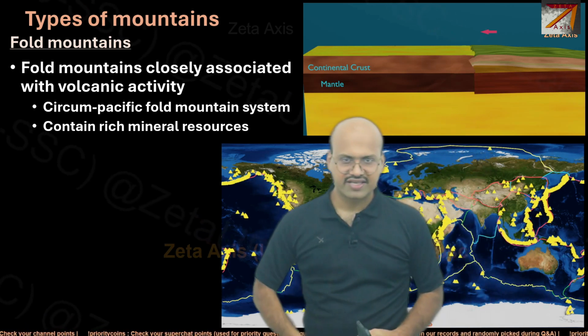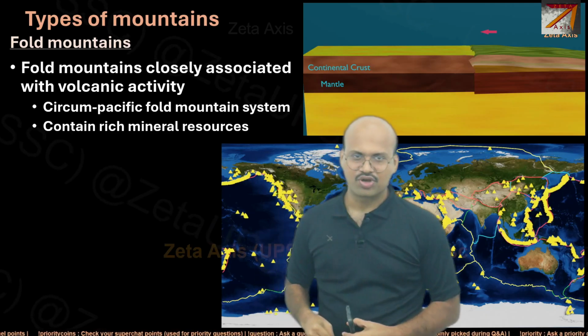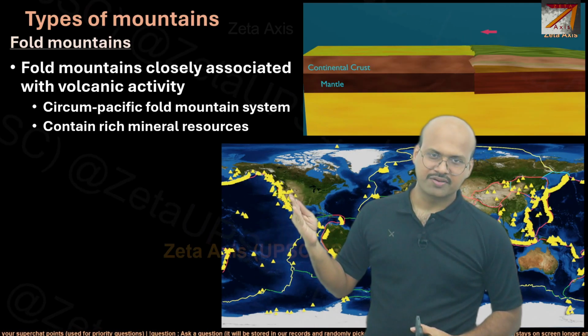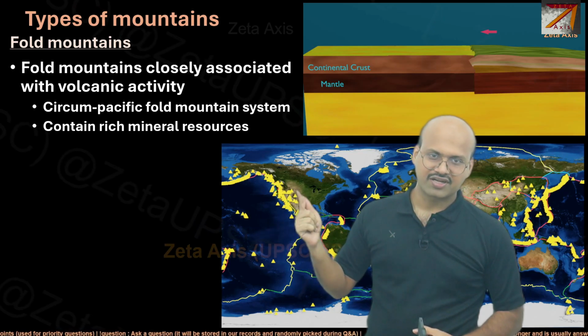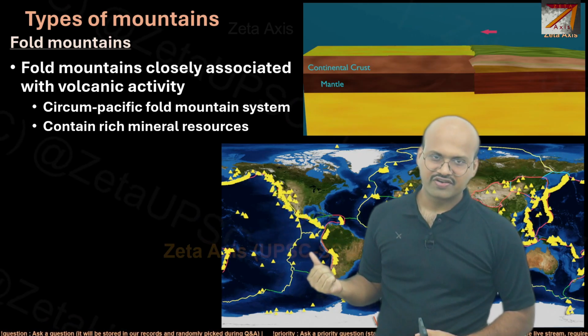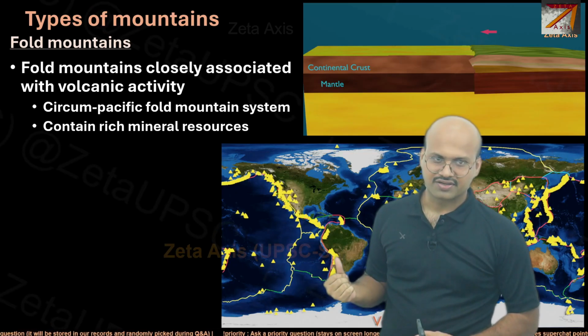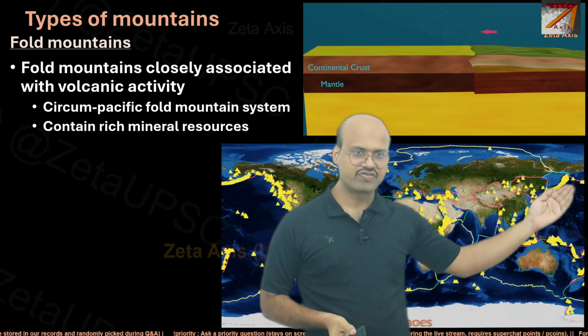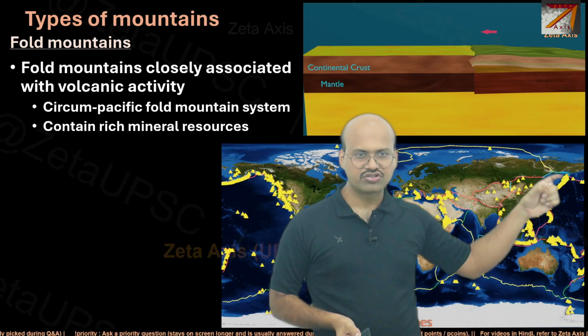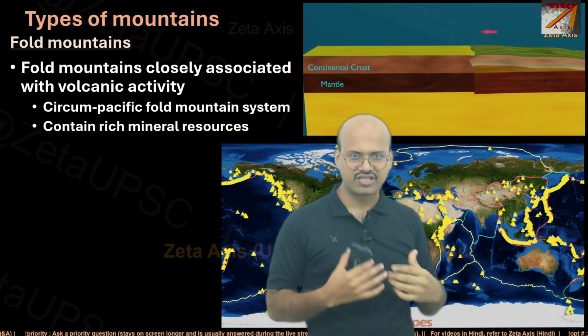The reason why there is so much volcanism in this region is because the oceanic plate is subducting under the continental plate. Here the Pacific plate is subducting under the North American plate, and here the Nazca plate is subducting under the South American plate. Similarly, there are different plates subducting elsewhere. Because of that, volcanoes are formed along these boundaries.